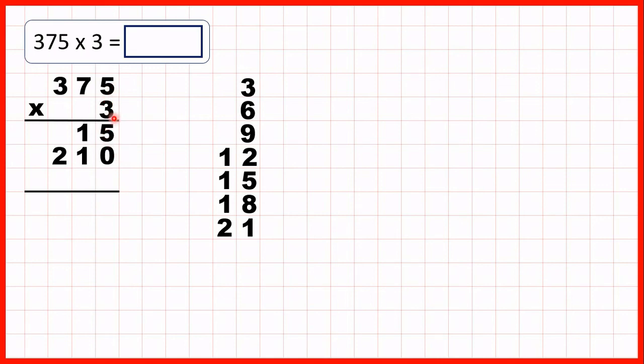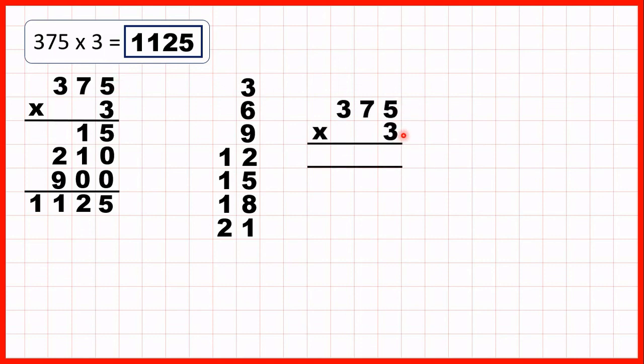So now we've done 5 times 3, we've done 7 times 3, so we need to multiply this 3 in our hundreds by 3. But because the 3 is in our hundreds, we need zeros in our ones and tens column before we do 3 times 3, which we can see is 9. So now we add up our answer lines. 5 plus 0 is 5, 1 plus 1 plus 0 is 2, and 2 plus 9 is 11. So our answer is 1,125.